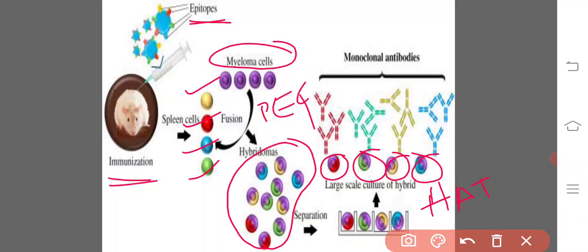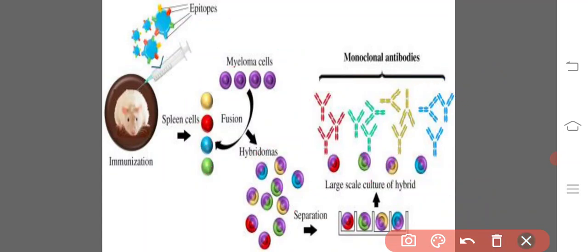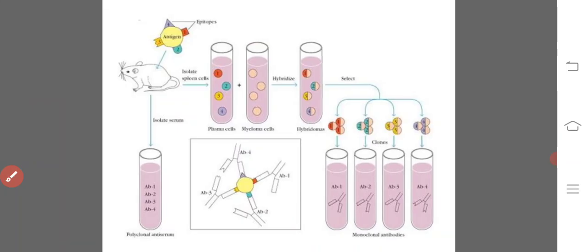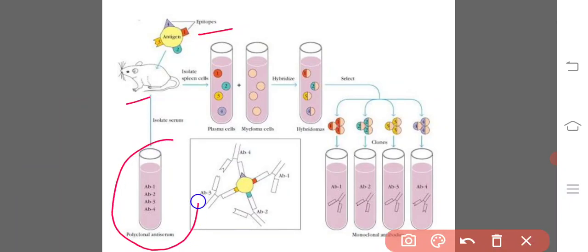These clones of the hybridomas tend to produce different kinds of antibodies against different specific epitopes of a multivalent antigen. So here it is also the same thing, a multivalent antigen with different epitopes injected into the mice, and here it is a polyclonal antibody serum, but we require the spleen cells mixed with the myeloma cells. These are the hybridomas. They are screened and cultured for the production of specific monoclonal antibodies.